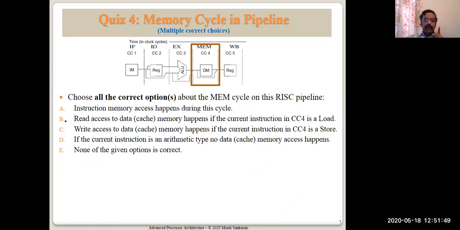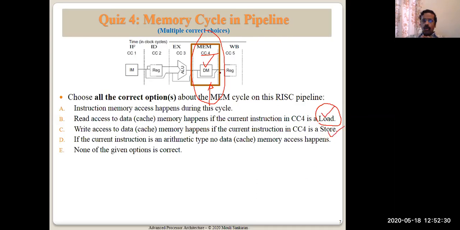Fine. Now option B: read access to data cache memory happens if the current instruction in CC4 is a load. If there is a load instruction, load means loading what is in memory into a register. Store means what is in the register gets written into memory. You know that this instruction is accessing the data memory. That means data memory access will happen if the current instruction in this stage is either a load or a store.